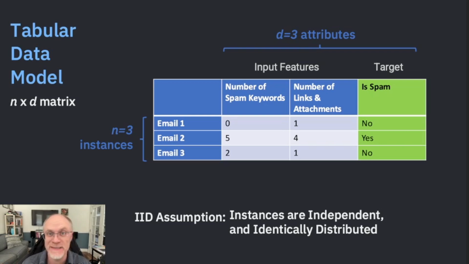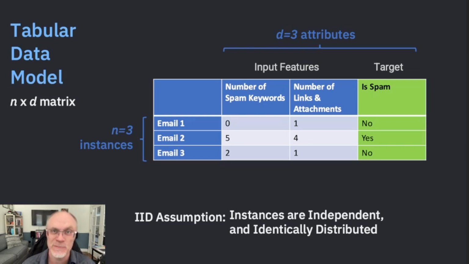So here we have 3 email samples, so n equals 3. And we also have 3 attributes. Now 2 happen to be our input features, what we're going to try to use to predict our target, which is whether it's spam or not. So in this case, we've got three samples. 1 is actually spam. And remember that a key assumption is that this is IID.